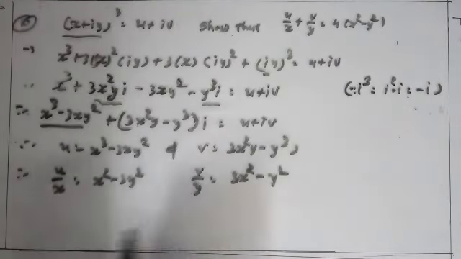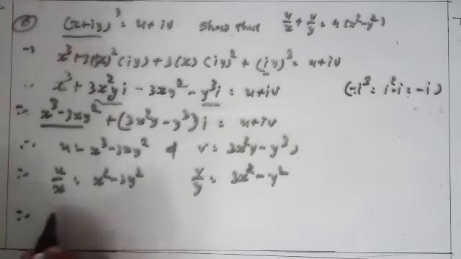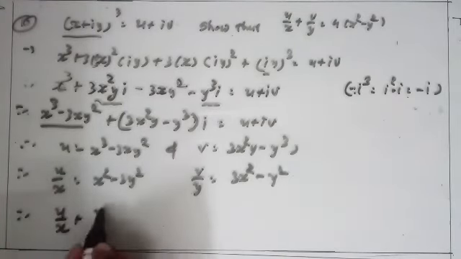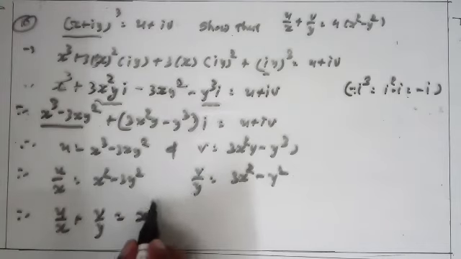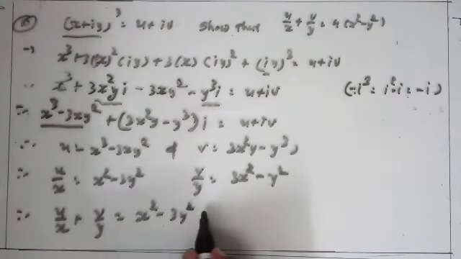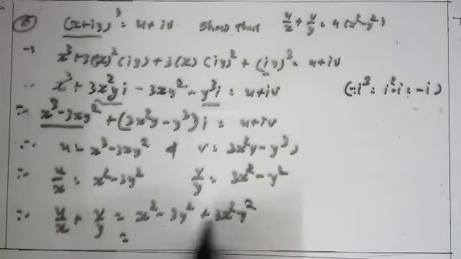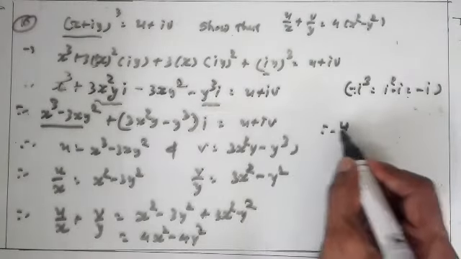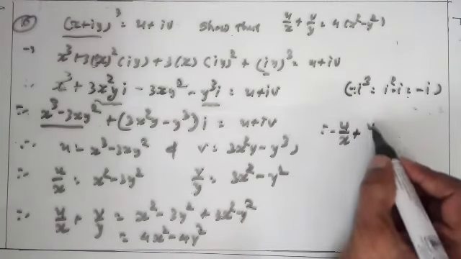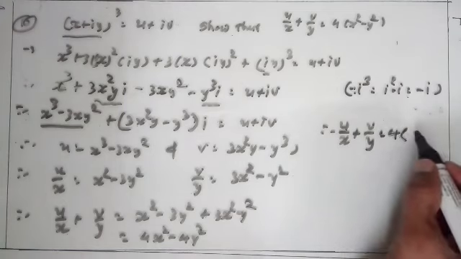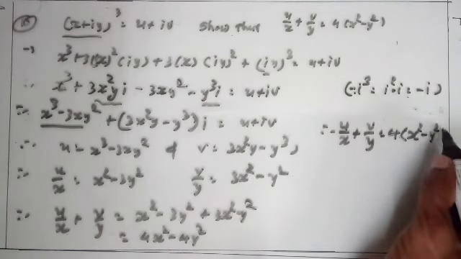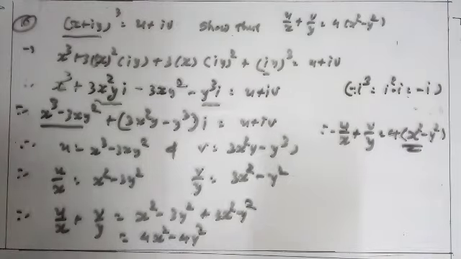Clear? Now take addition of these two. We get u upon x plus v upon y is equal to x square minus 3y square plus 3x square minus y square. Simplify this. x square plus 3x square becomes 4x square. Minus 3y square minus y square becomes minus 4y square. Clear? So 4 take common. We get u upon x plus v upon y is equal to 4 into (x square minus y square). Clear? Hence proved.